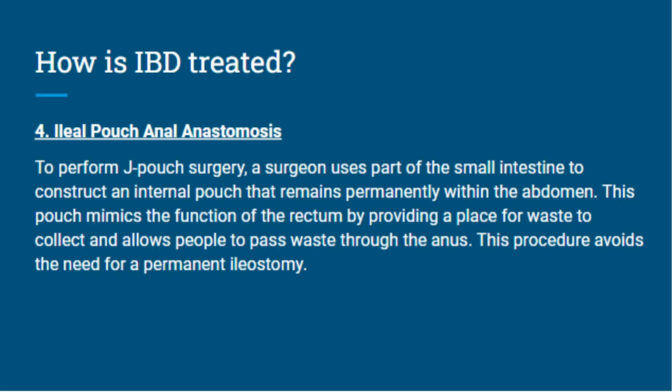To perform J-pouch surgery, a surgeon uses part of the small intestine to construct an internal pouch that remains permanently within the abdomen. This pouch mimics the function of the rectum by providing a place for waste to collect, and allows people to pass waste through the anus. This procedure avoids the need for a permanent ileostomy.